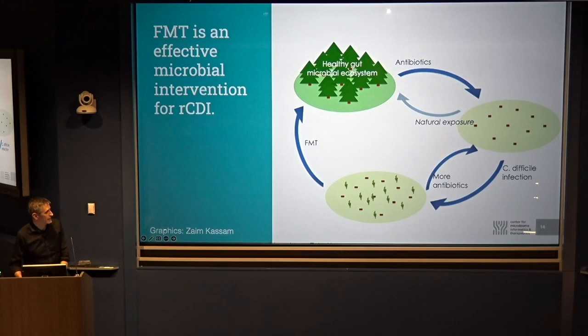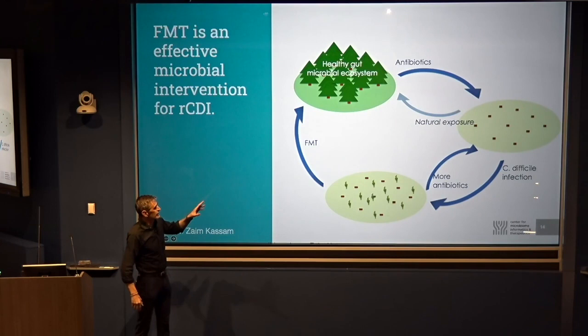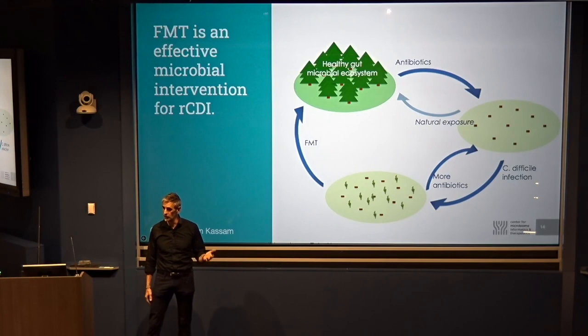The idea behind fecal transplant, especially for recurrent C. difficile infection, goes something like this. We can think of the healthy gut ecosystem as this forest in the top left. Now patients with an otherwise healthy gut ecosystem might be given antibiotics for an unrelated condition. Those antibiotics can be like clear-cutting the forest. When we clear-cut the forest, that allows the overgrowth of weeds, basically invasive species.